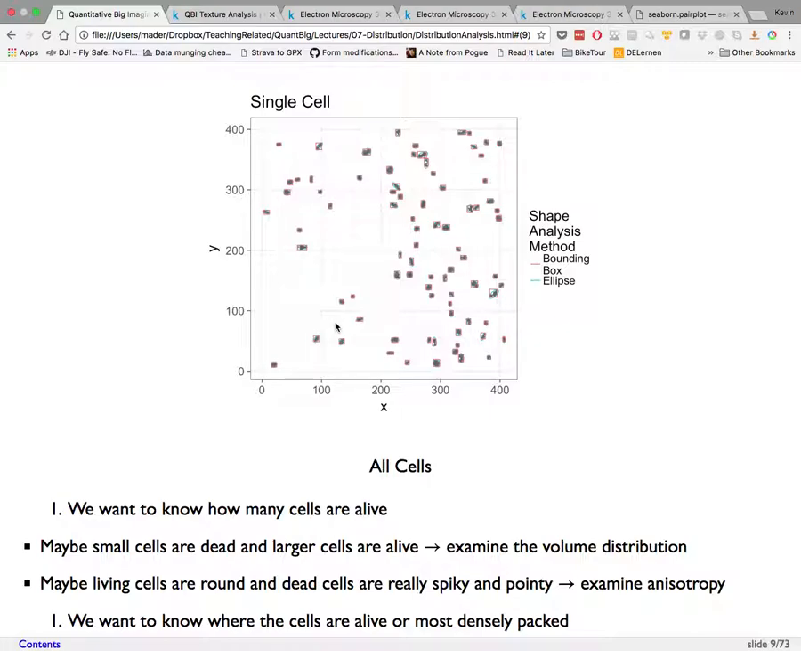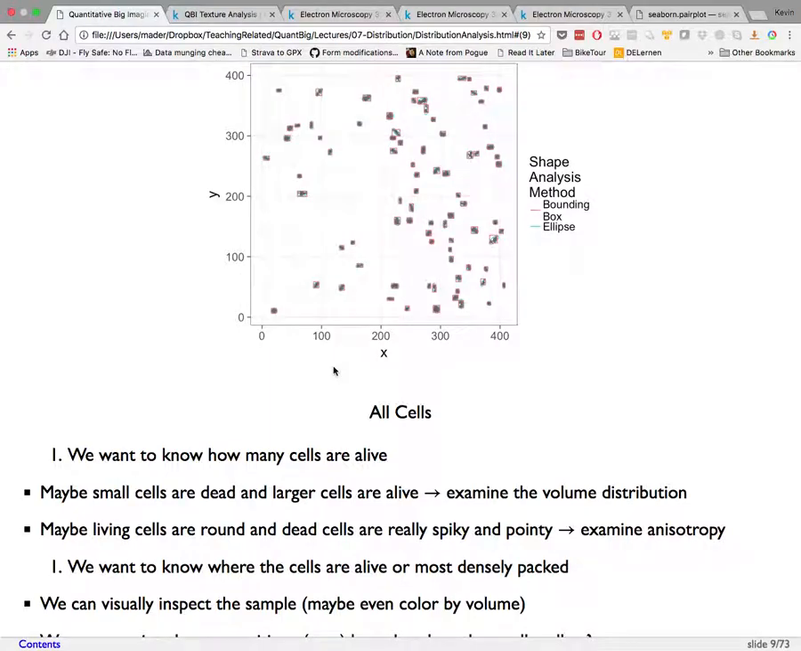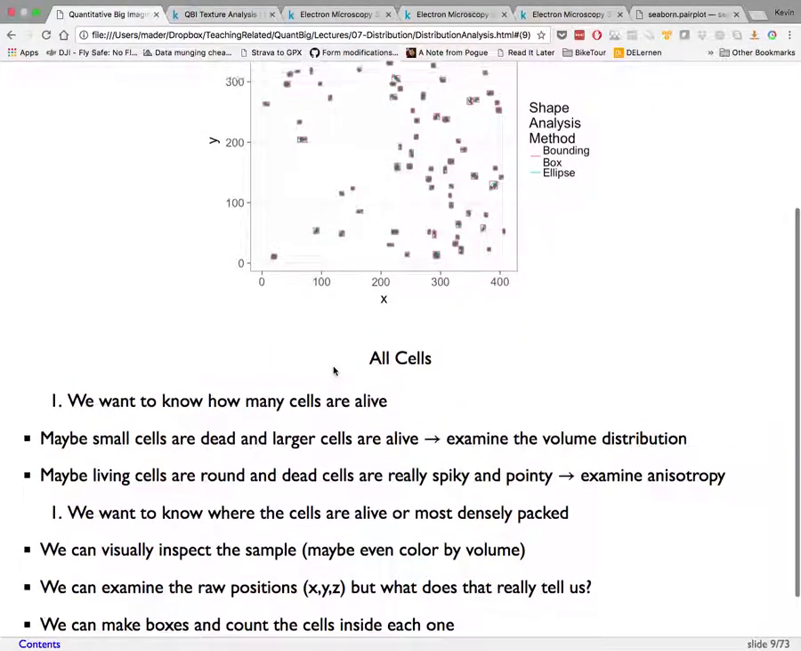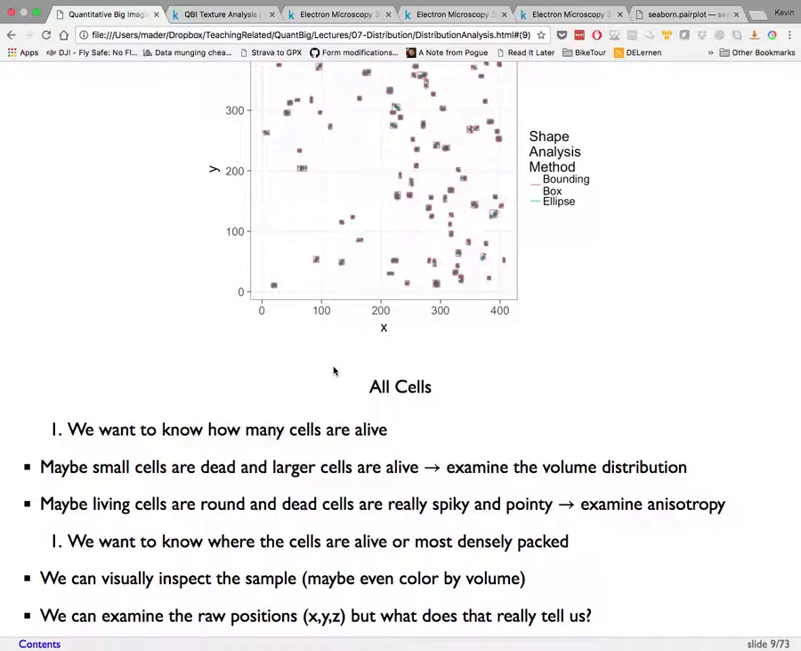Yeah. So if we stick with the pixel approach that we've done before, we have morphological operations or distance maps, and we could potentially grow those out and try to figure out how many other objects are around you. And so rather than just doing a neighborhood being 1 pixel away, you could have a neighborhood being 10, 20, 30 pixels away. That would then give you some idea that these cells are very close and these cells are much further apart. Yeah, you can visually inspect the sample. You could examine the raw positions, but that doesn't really tell you very much.